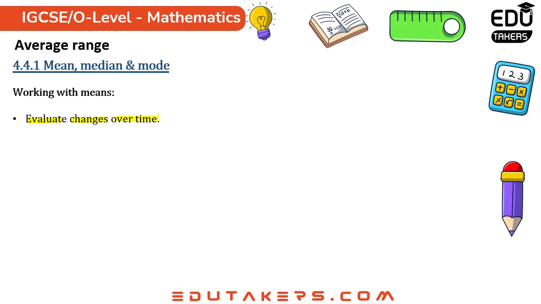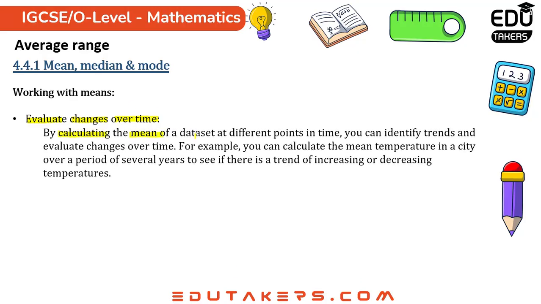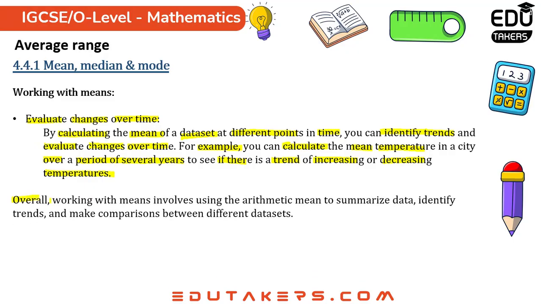Evaluate changes over time. By calculating the mean of a dataset at different points in time, you can identify trends and evaluate changes over time. For example, you can calculate the mean temperature in a city over a period of several years to see if there is a trend of increasing or decreasing temperatures. Overall, working with means involves using the arithmetic mean to summarize data, identify trends, and make comparisons between different datasets.